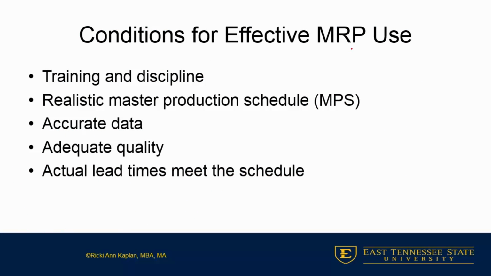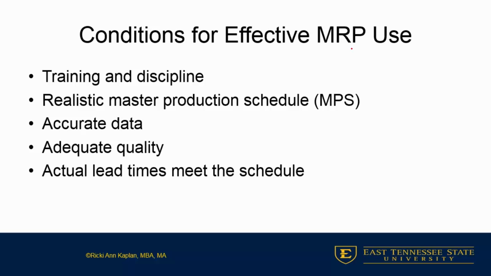So what are some conditions that really make MRP effective to use? Number 1 is training and discipline. You need to understand what you are doing, when you are doing it, why you are doing it. And you have to do it on a regular basis. It's not a hit or miss scheduling that you can do. You really have to be trained on this and understand the reasoning behind it. And you have to have the discipline to continue to use it. Otherwise, it's not going to work for you.